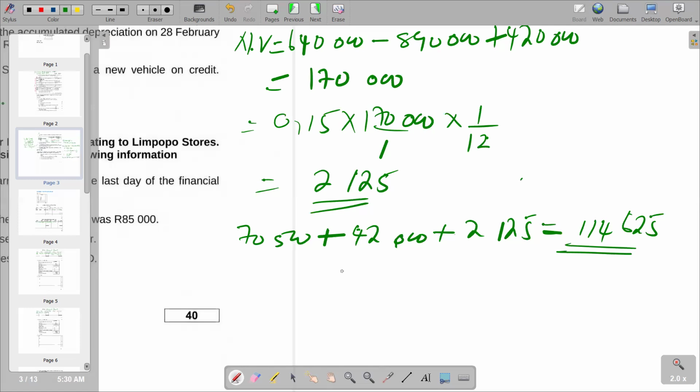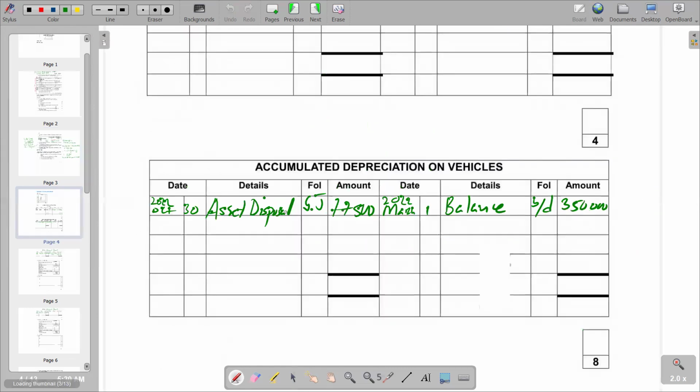We said we are supposed to debit profit and loss and credit accumulated depreciation account. So profit and loss we don't have in this question, but we have accumulated depreciation. So we're going to the credit side of the accumulated depreciation account, and then we put 114,625. So we come here, see that accumulated depreciation is here. So we're coming to the credit side, and we are saying depreciation, but this depreciation is going to the profit and loss, and then we are in the general journal.